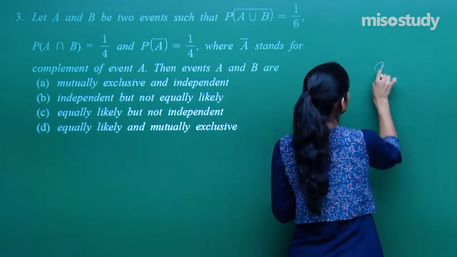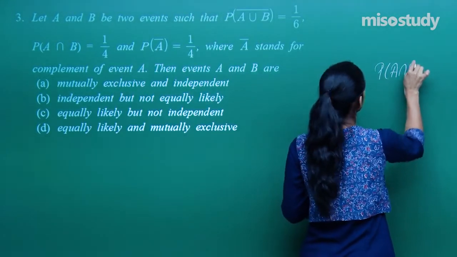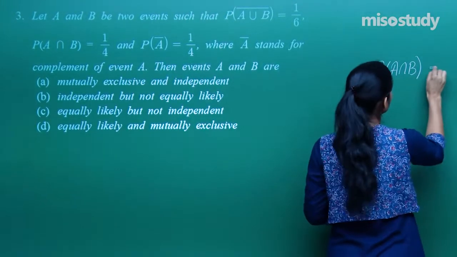So first of all, if you see, probability of A intersection B in the question is given to you as 1 by 4.